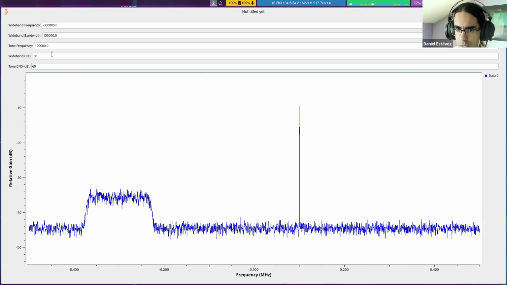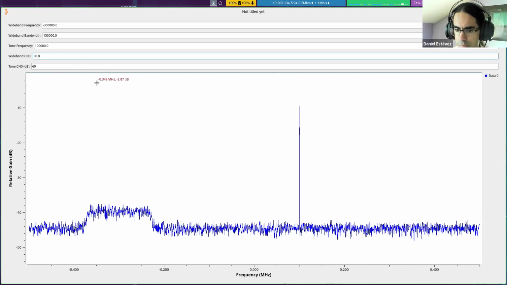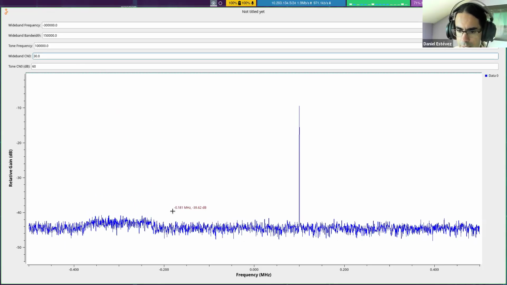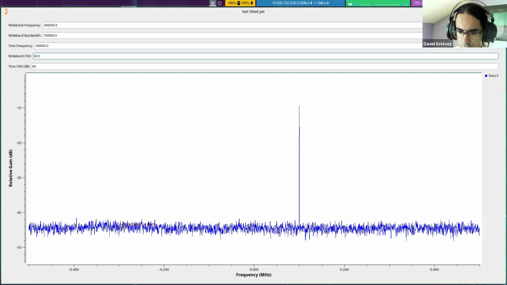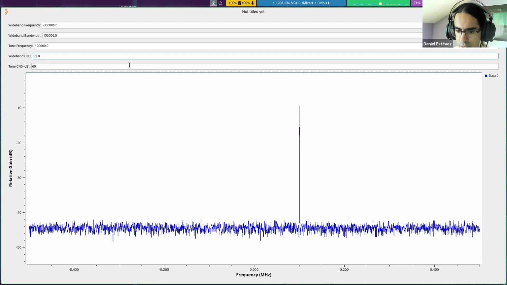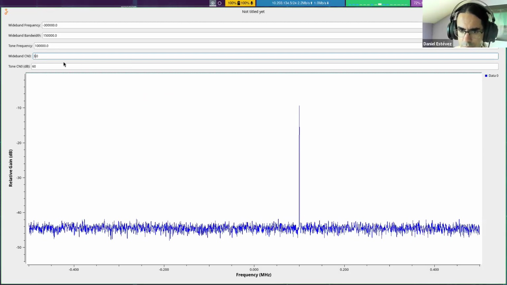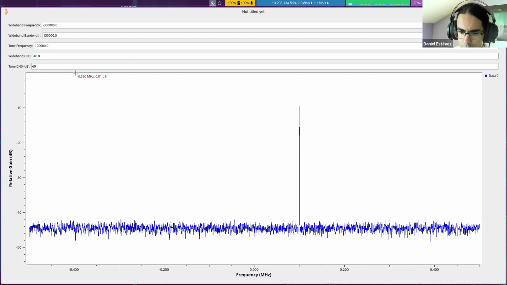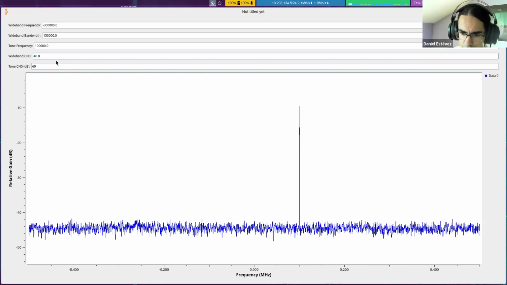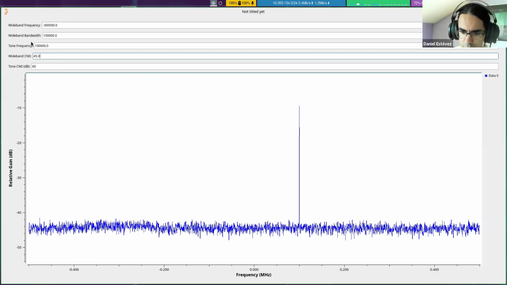So I can begin by playing with the wideband signal. And for example, if I make it 30, we cannot see anything. What happens if I make it 35? I don't think we can see it. 40, what about 40? Maybe not. 45.